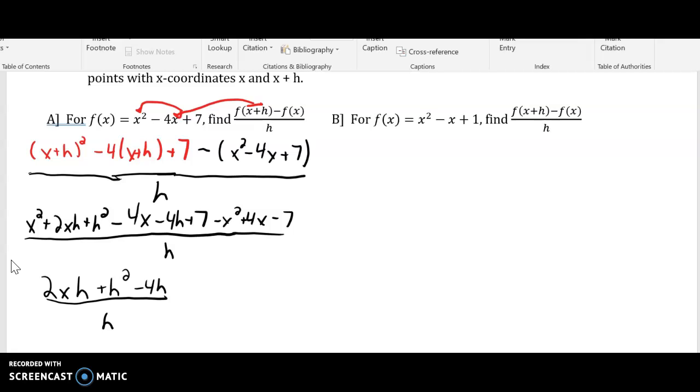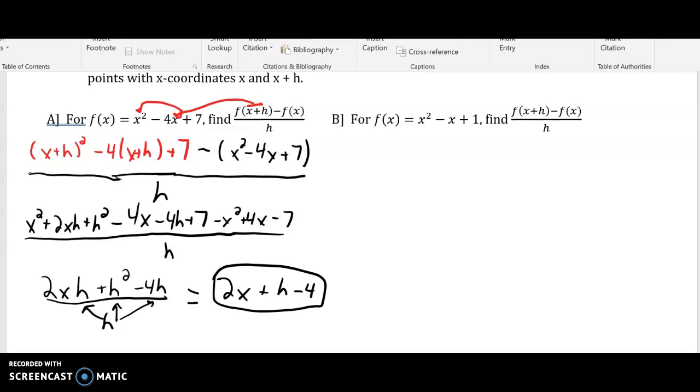So what happens? Well, notice everything on the top has an h, does it not? Yeah, that's cancel. We've got to cancel an h with each thing. You can't just cancel it with one of them. You've got to cancel with all. So I'm going to have 2x plus h. H squared divided by h is h. Minus 4. And that's it.